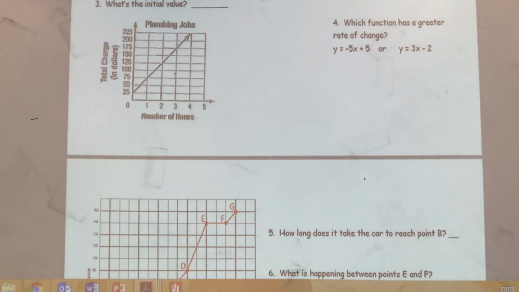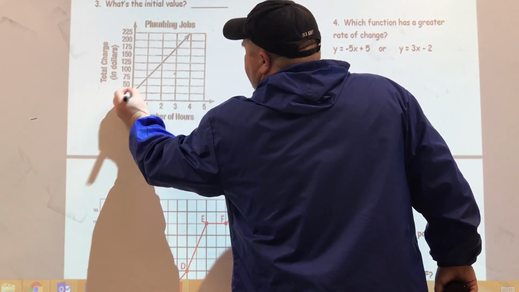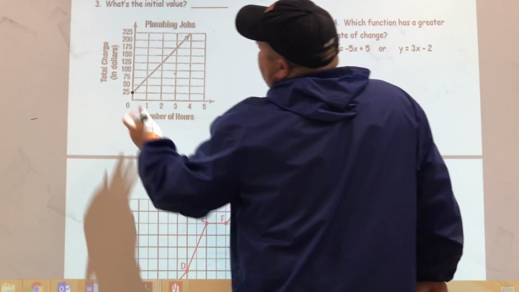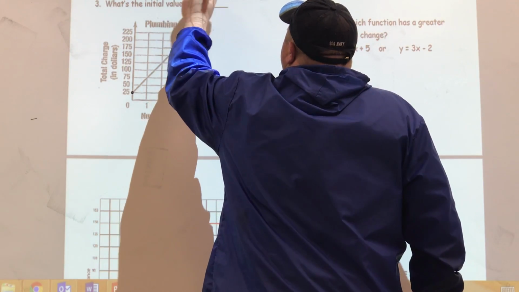Problem number 3, what is the initial value? Based on that graph, the initial value right here, often called the y-intercept, is about 25, and it says that that is the total charge in dollars. So the initial value would be $25.